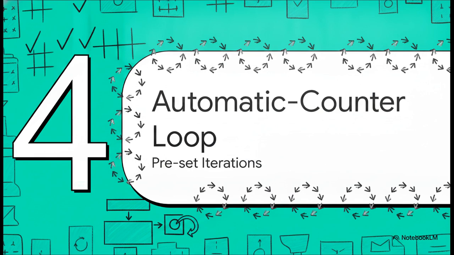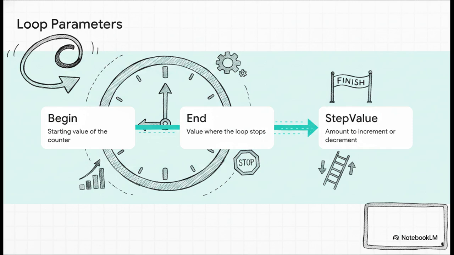Which brings us to section 4, the automatic counter loop. This structure is your go-to choice when you know exactly how many times a loop needs to run right from the start.